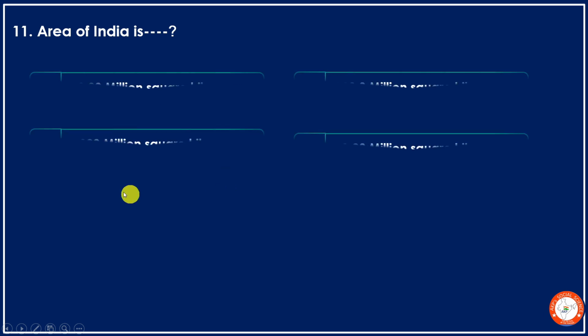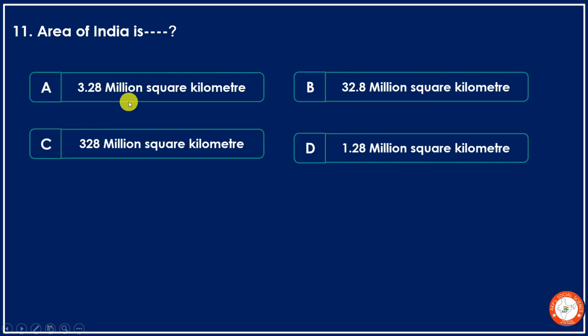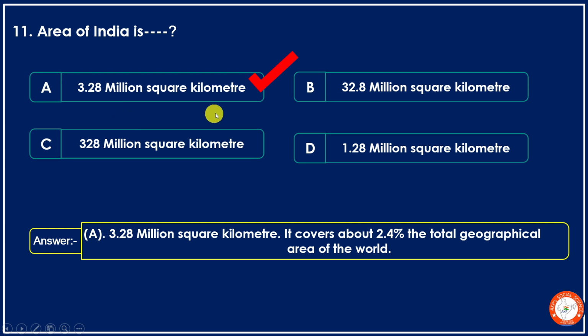Area of India is 3.28 million square kilometer, 32.8 million square kilometer, 328 million square kilometer, 1.28 million square kilometer. The correct answer is 3.28 million square kilometer. It covers about 2.4% of the total geographical area of the world.